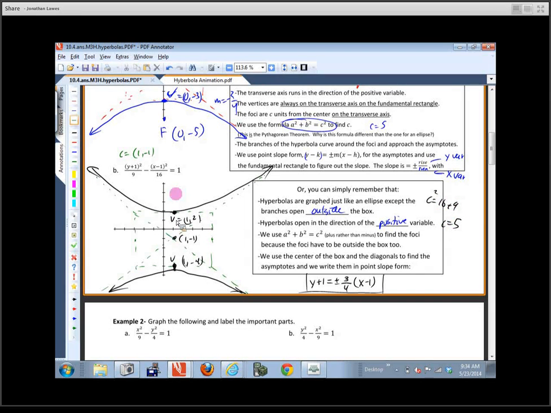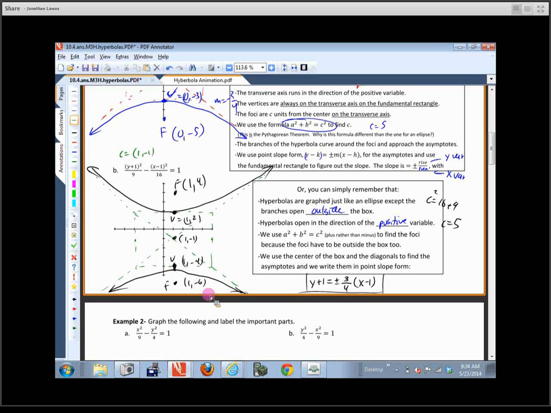So I go up 5 and I go down 5. So that's going to put a focus right here at 1 comma... let's see, if I went up 5, that's going to put me at 4. And if I went down 5, that's going to put me at -6. Okay? So if I've labeled those 5 points right there, and I've labeled the asymptotes, that black graph right there is what we're after. Okay, are there any questions?